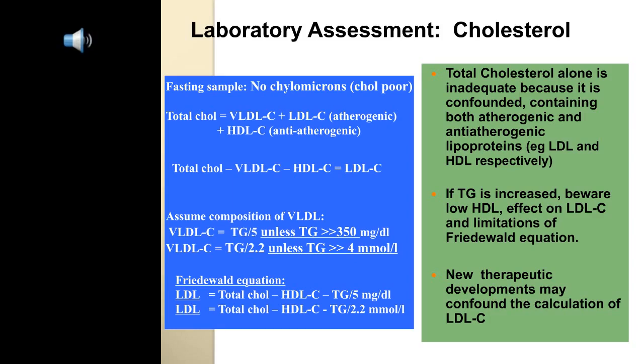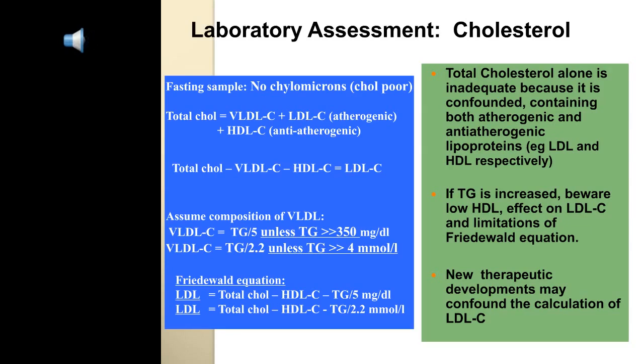If we then make assumptions as to the composition of VLDL particles, then for non-SI units, we divide the triglyceride by 5, or for SI units, divide the triglyceride by 2.2 to derive the appropriate Friedewald equation: the LDL cholesterol equals the total cholesterol minus the HDL cholesterol minus the triglyceride divided by 5, or 2.2, in milligrams per deciliter or millimoles per litre, respectively.